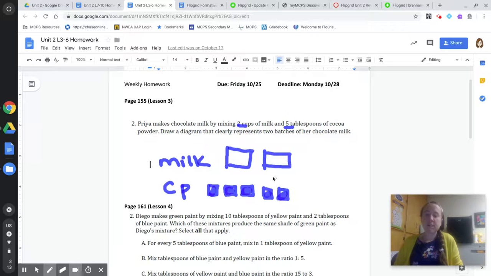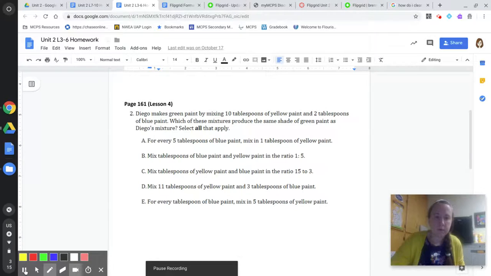Now it's a diagram, so this would be one batch. And if I wanted to draw in a second batch or a third, I would add another diagram and then another diagram. All right, let's look at this problem with Diego.